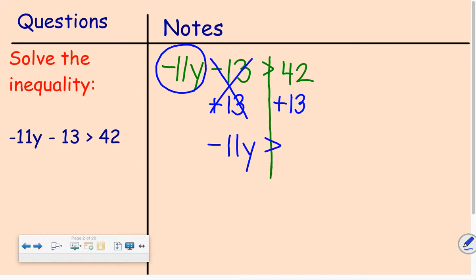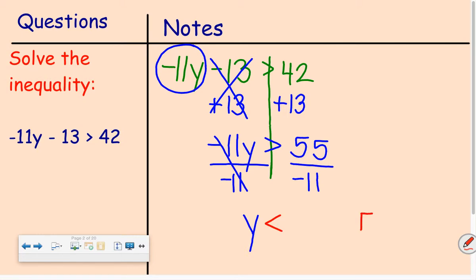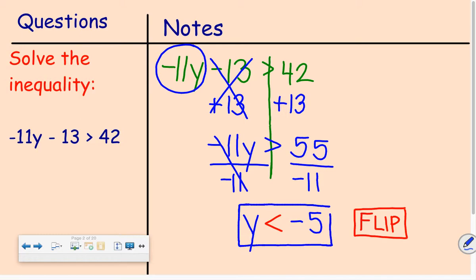42 plus 13 is 55. And then I have to divide both sides by negative 11 to get y alone, because the opposite of negative 11 times y is dividing. Now, since I divided both sides by a negative, I need to flip my inequality symbol. So 55 divided by negative 11 is negative 5. My variable's on the left-hand side, so my answer is finished. So the big thing on that one is make sure you flip your inequality symbol.